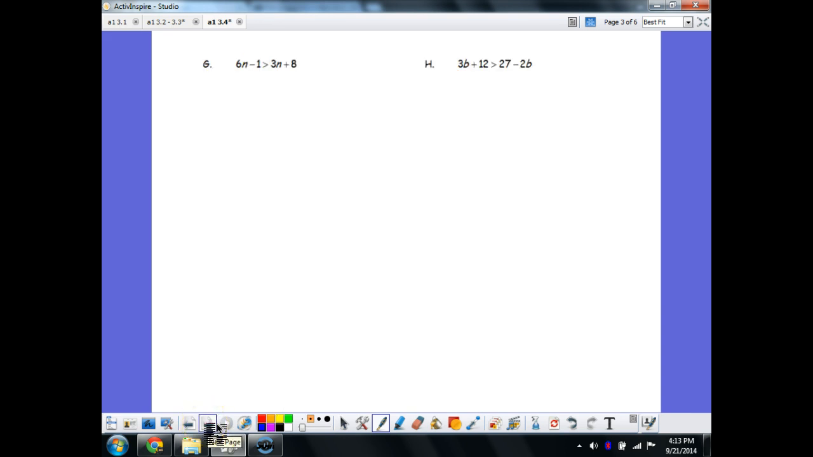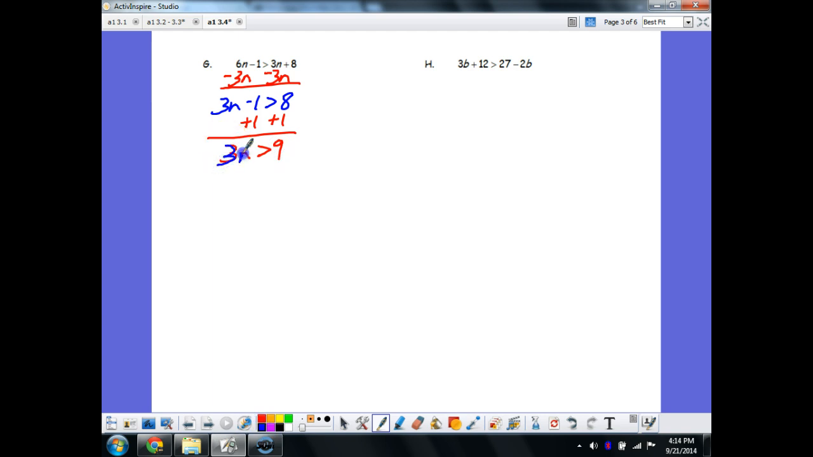And then finally, G and H. In both of these, we have a variable on both sides. So our first job is to get that variable on one side of the equation. I will subtract 3n from both sides. When we do that, we have 3n minus 1 is greater than 8. Then we can add 1 to both sides, so 3n is greater than 9.